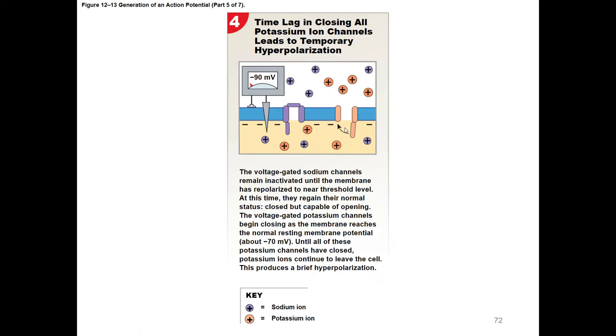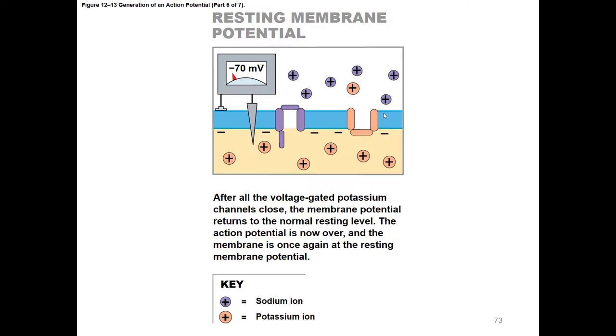So in this image, we allowed potassium to go out. We got towards about negative 70, which was where rest was, and the channel is closing very slowly. So we let a little extra potassium sneak out and we overshoot to negative 90. We call that hyperpolarization, which is an overshoot, but it's very brief. After all the voltage-gated potassium channels close, we will reset to normal resting level, which is negative 70. And that means the action potential is over and the neuron is at rest, ready to do this all over again.